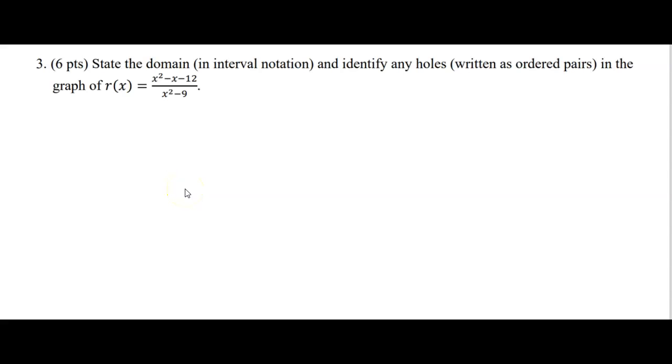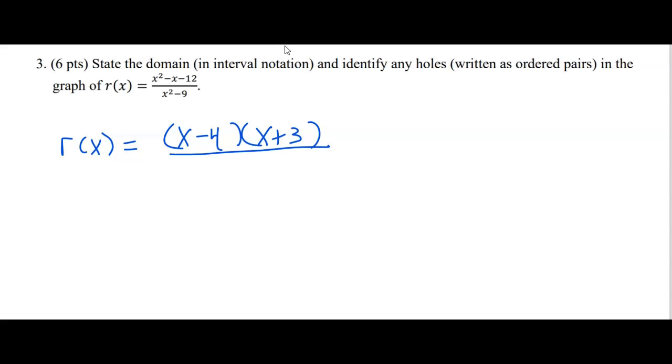State the domain in interval notation and identify any holes, written as ordered pairs, in the graph of this rational function. So first off, we want to factor to see what's involved in this rational function. So we have r of x equals, the numerator factors to 4(x minus 4)(x plus 3). The denominator factors as a difference of squares, (x minus 3)(x plus 3).